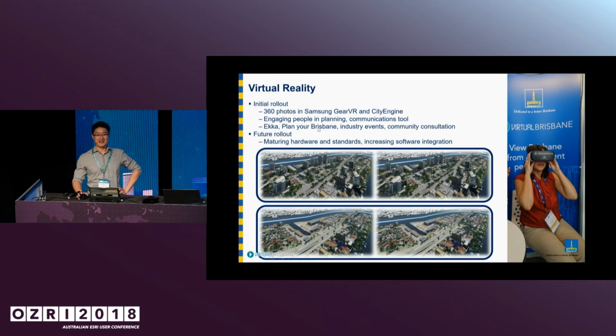So what our initial rollout has been like is that we've been using essentially 360 photos or 360 panorama photos in a mobile context. So that's the Samsung Gear VR. And we use City Engine and lots of other tools to develop these products. We're predominantly using them for engagement and communications.